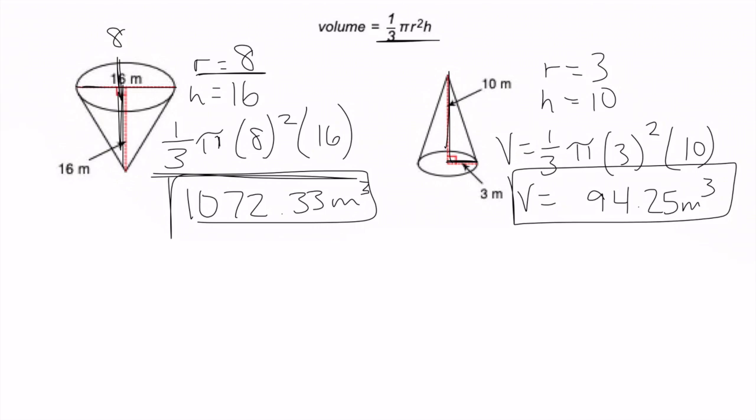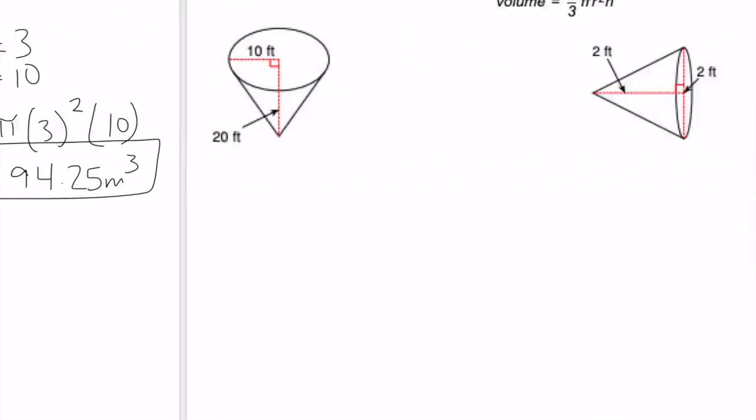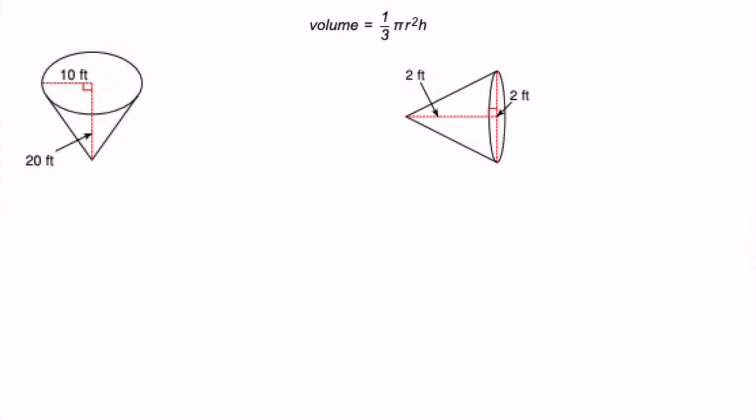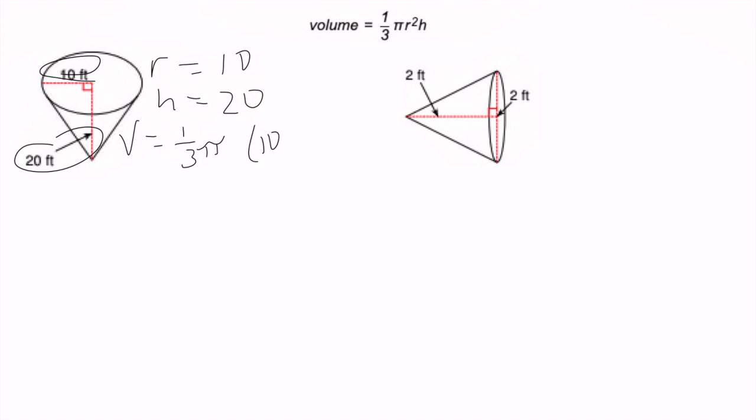So let's look at 2 more. Alrighty, so our radius in this one is going to be 10. Our height is 20. So that means our volume equals 1/3 pi times our radius of 10 squared times our height of 20. Plug that all into our calculator.